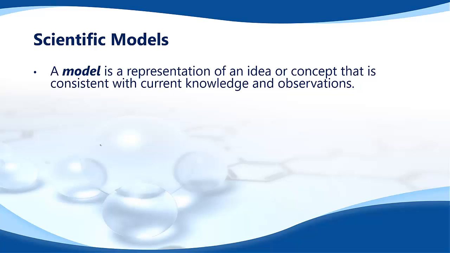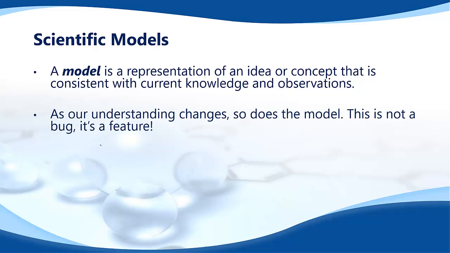Last year in bio, you guys learned about the model of the cell, what the cell looks like, the different parts. It was an oversimplified representation, but it got the point across and you could start making some predictions with it. Now, one key thing about scientific models is that scientific models will change as our evidence gets better and better. Right? This is not a bug of science, this is a feature.